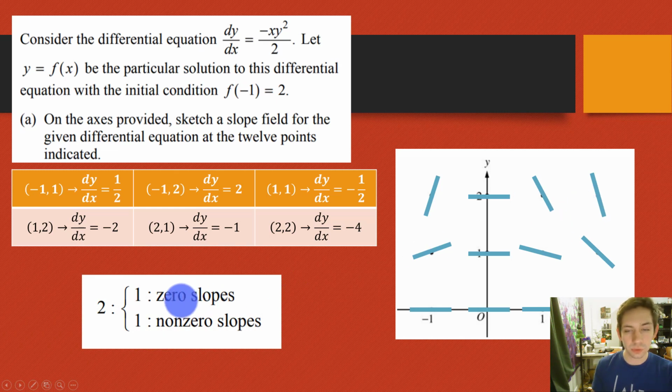And this is only 2 points. 1 point for the 0 slopes, which is nice. The 0 slopes are always the easiest. And then 1 point for the non-zero slopes, just like the other problem. It's 2 points, and you should do this part because it is easy points. You're good at it. It's easy relative to the other questions that we've dealt with in the past.